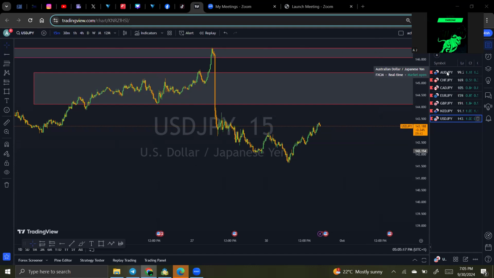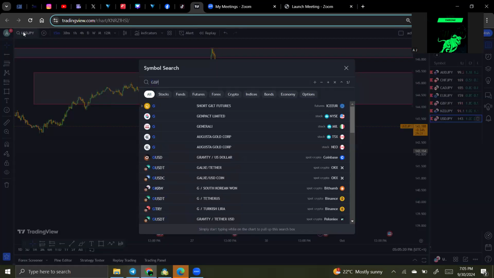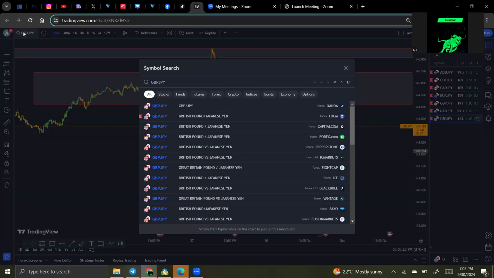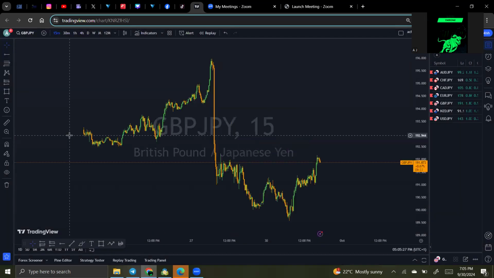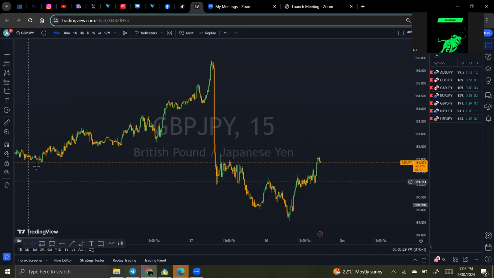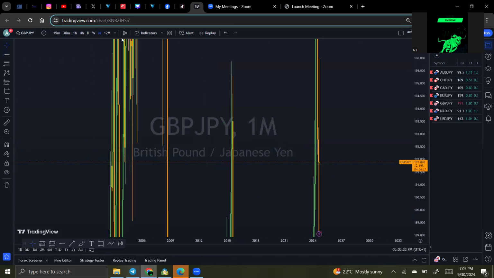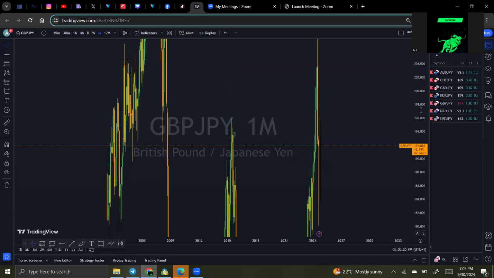So let me start with GBP JPY, and then I will analyze the rest and see how we can actually take trades. So on GBP JPY, the first thing you always need to do is come to a higher time frame. In that case, let's just start from the monthly time frame.